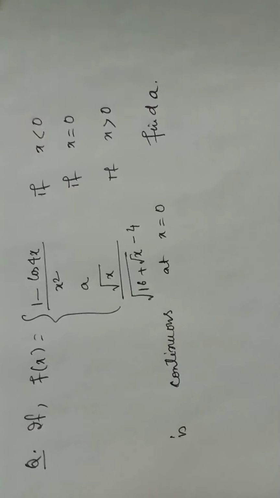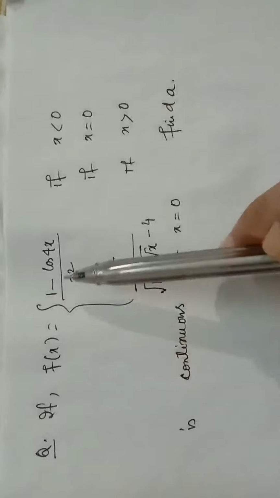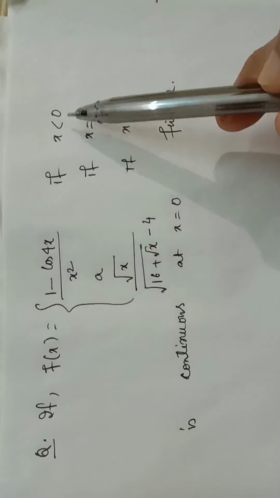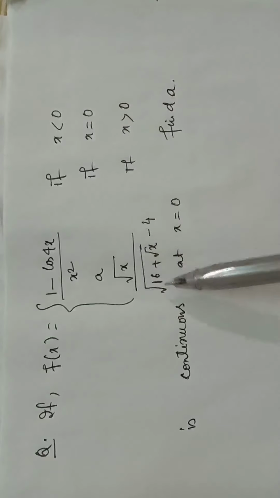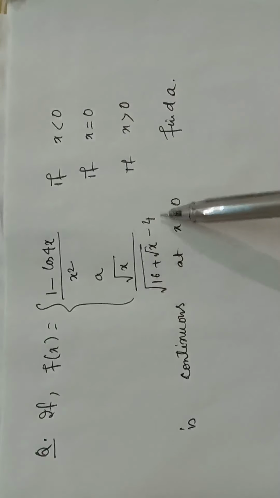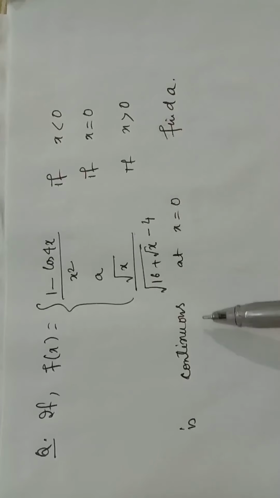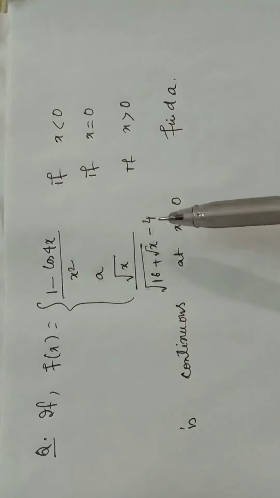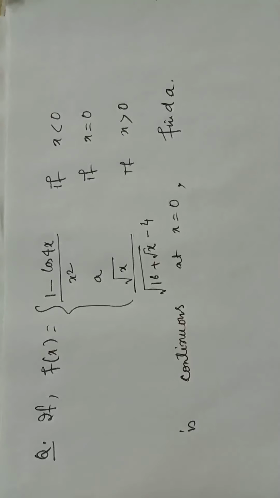This is another question from CBSE board exam paper. Given f(x) equal to (1 minus cos 4x) by x square if x is less than 0, a if x equal to 0, and root x divided by (root of 16 plus root x minus 4) if x greater than 0 is continuous at x equal to 0, find a. If this function is continuous at x equal to 0, find the value of a.